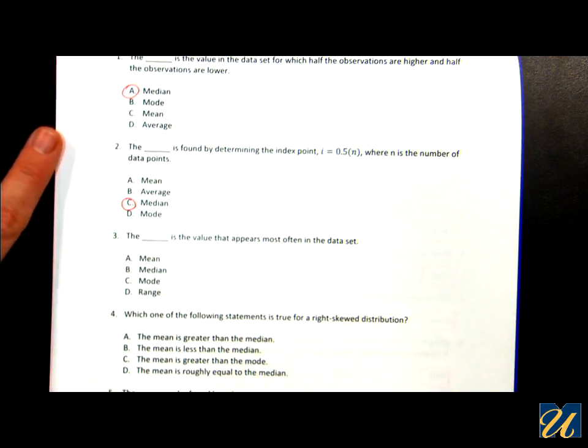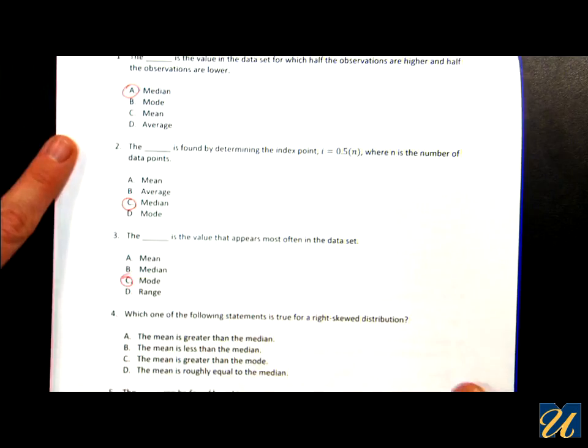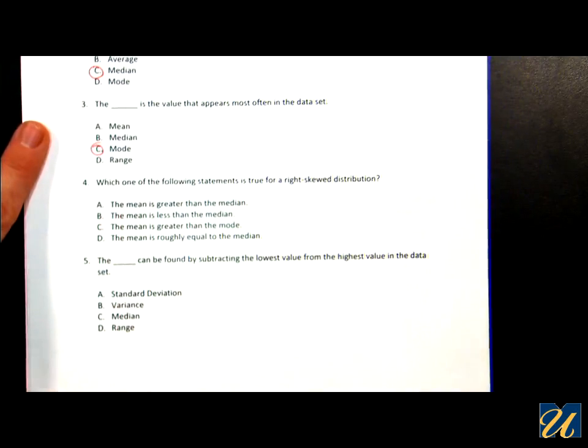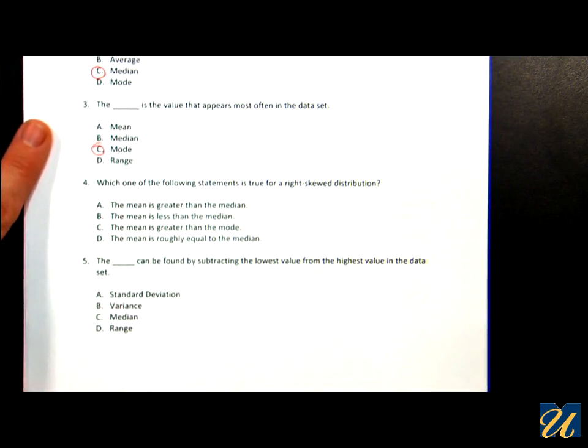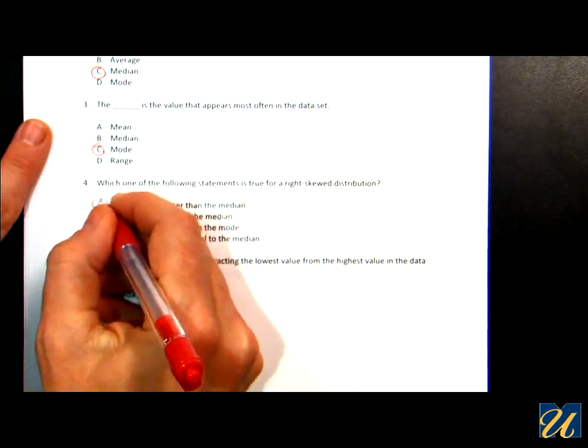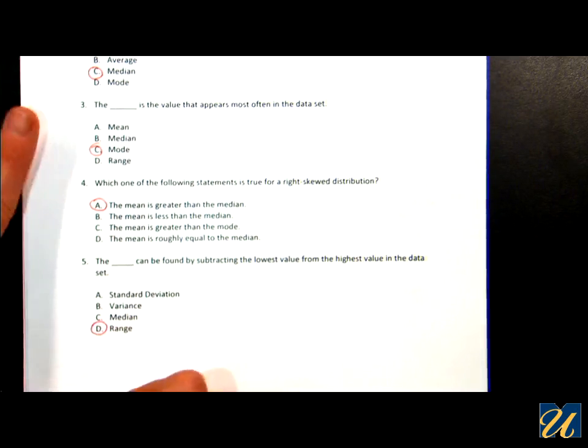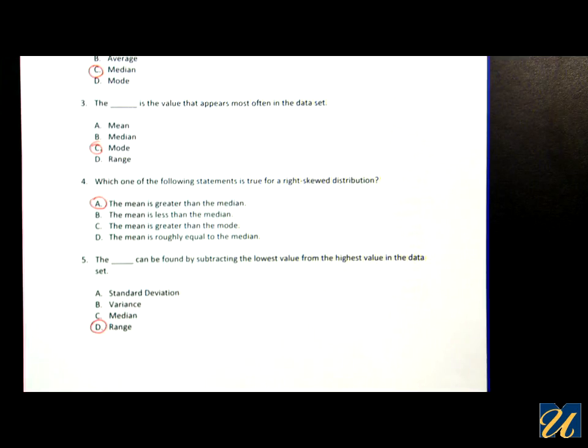The what is the value that appears most often in your data set? This would be the mode. Which one of the following statements is true for a right-skewed distribution? The correct statement would be that the mean is greater than the median. The what can be found by subtracting the lowest value from the highest value in the data set? This would obviously be the range. Maximum minus minimum.